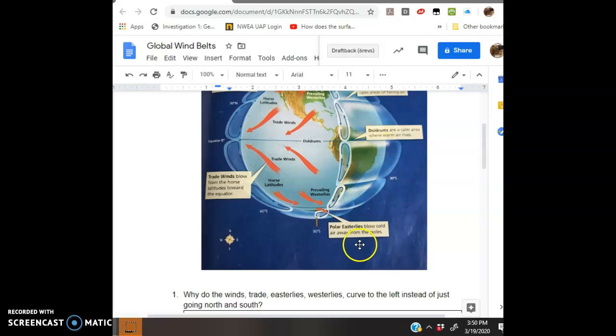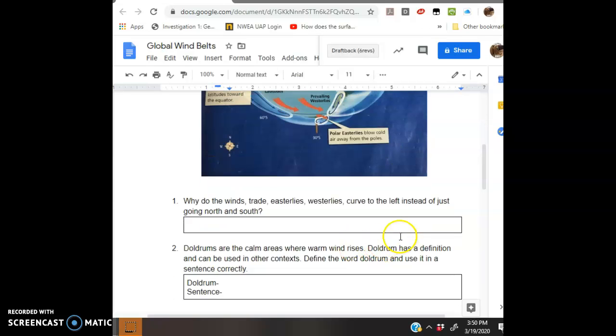Well, the word doldrums is actually a word you can use in many contexts. It has a specific meaning. I want you to go and find the meaning of the word doldrum. Define it here, and then use it correctly in a sentence, not having to do with winds. I want to know a meaning or a use of the word doldrum that does not have to do with air currents.